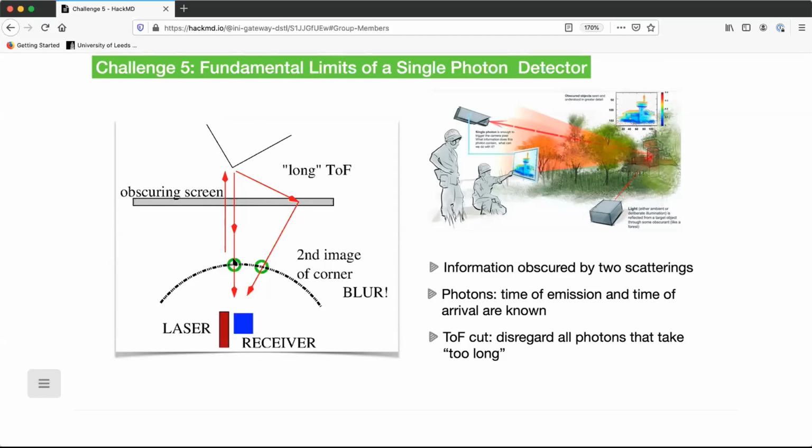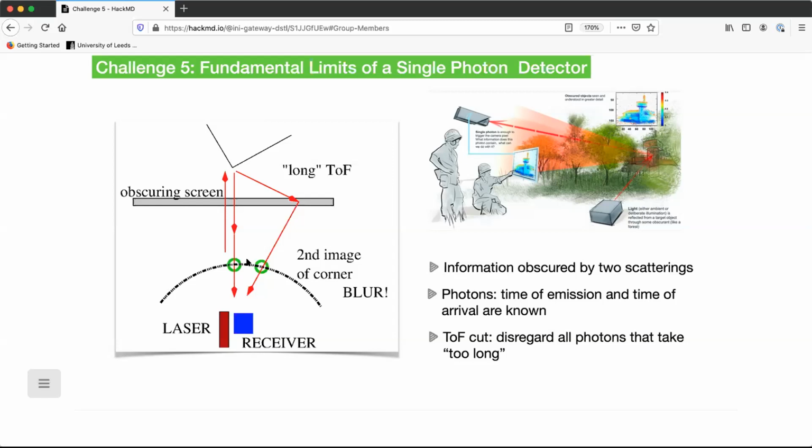But of course, what happens is one of the photons scatters off in a different direction, hits an obscuring screen, and then might find its way back to the detector. That would mean for the observer, we get a second image of the corner, which would be here. And that simply means that basically we have a blur of the corner from here to here. And that is something which we want to get rid of.